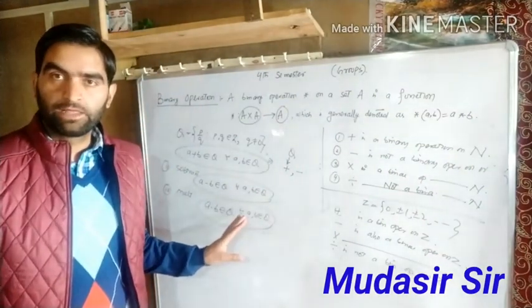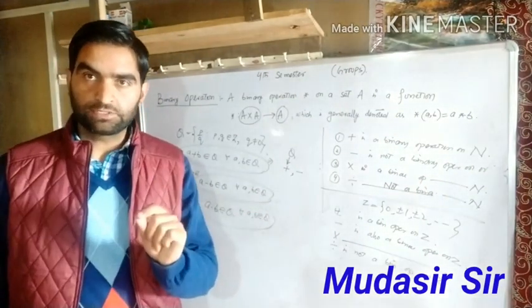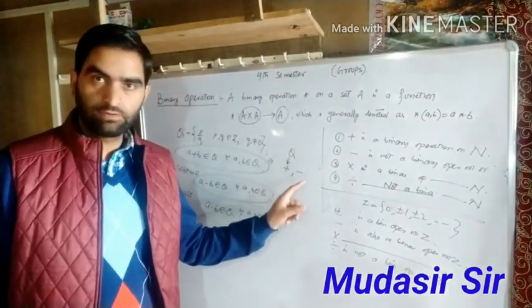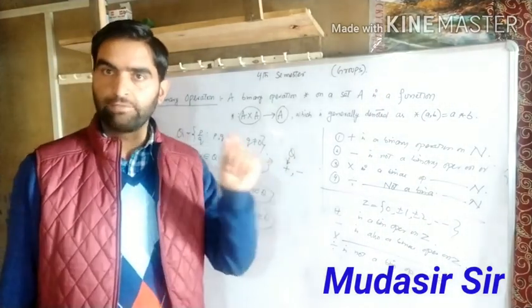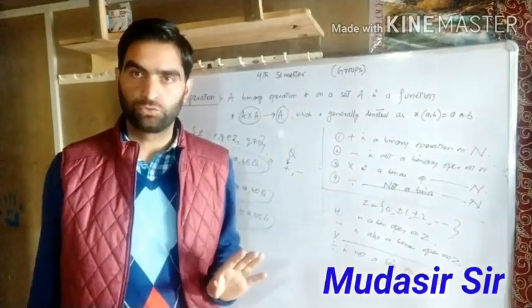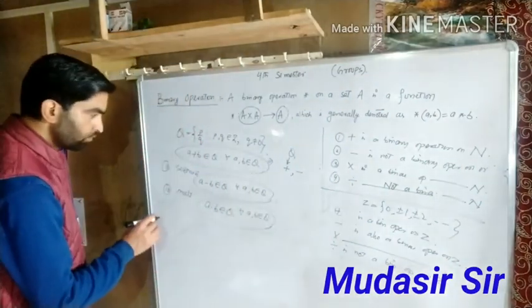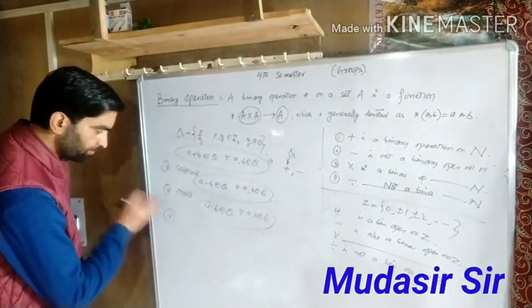So I think now it is clear that on the set of rational numbers, usual addition, subtraction and multiplication are binary operations on Q. Now the next question is, what about division, the fourth?